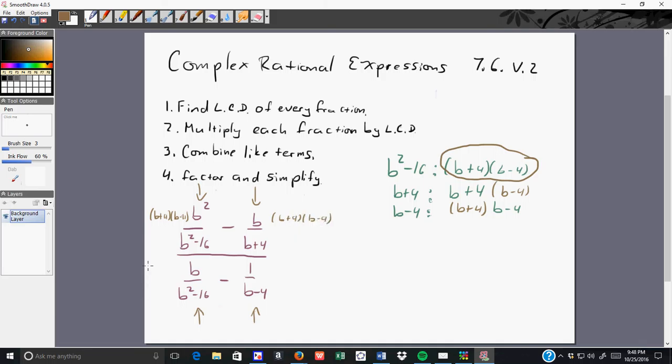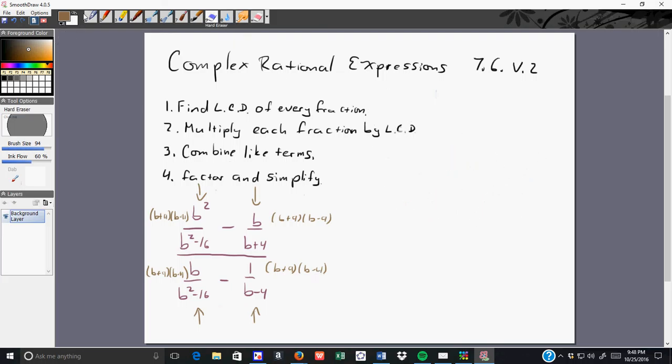I didn't really give myself a whole lot of room here. That was silly. And b plus 4, b minus 4. All right. Now take a look at what happens. I'm going to erase this for now. Take a look what happens here.